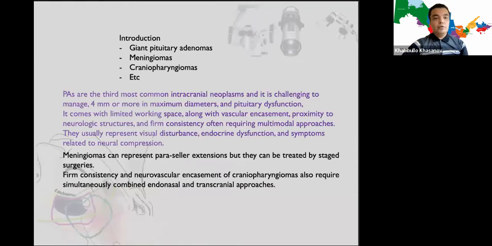So the second one is meningiomas. They can also present with parasellar extension, a firm consistency, and vascular encasement. They always require a combined multimodal approach.